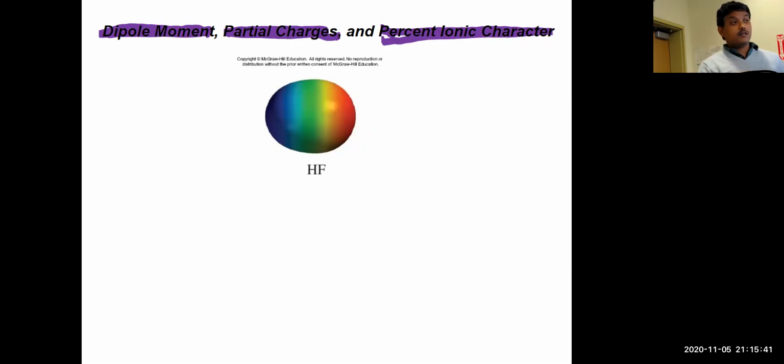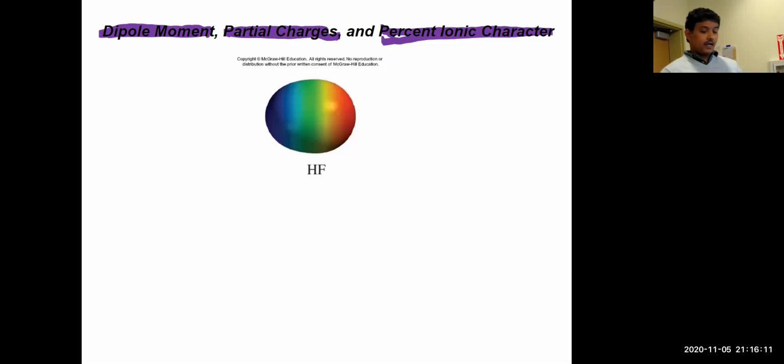If you get all these three, congratulations, you are at a higher level of knowledge in chemistry that helps you understand a lot more complex concepts with much ease, if you get the hang of these three topics: dipole moment, partial charges, percent ionic character. Again, these three topics are entirely related to each other, and they focus on polar covalent bonds.